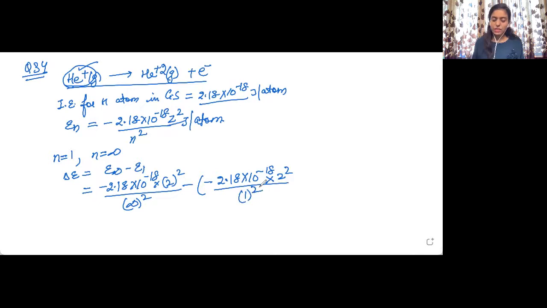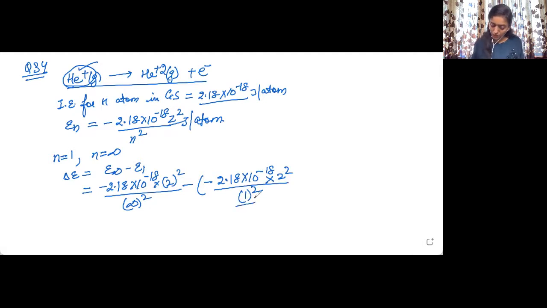from which energy level it is going. We have not been told from which energy level. I think it is from the ground state. We will consider whether or not it is given. If it is not given, then we will be taking it as ground state. If it is given that we need to remove the electron from the second energy level or from the fifth energy level, then we will be taking that value of n.